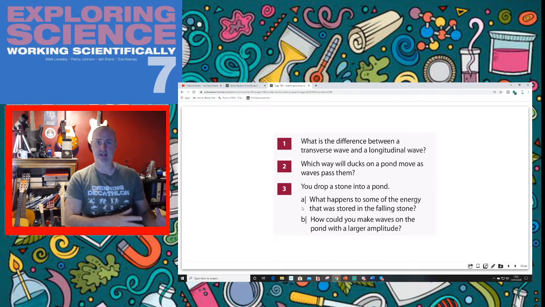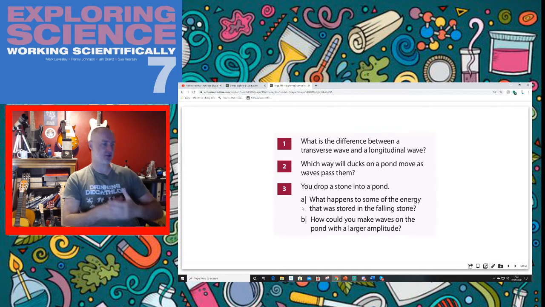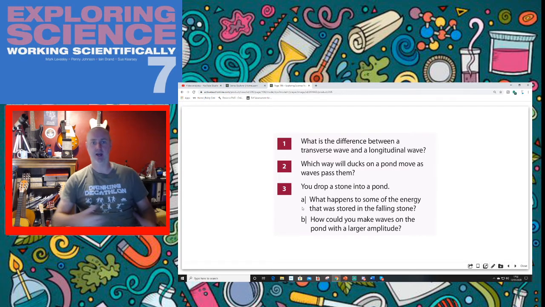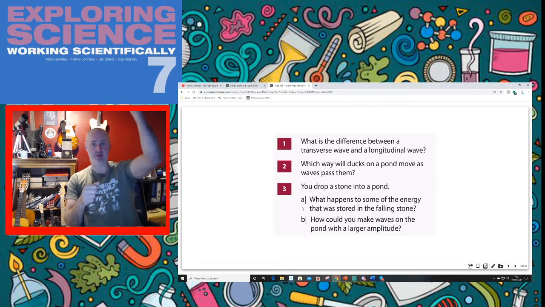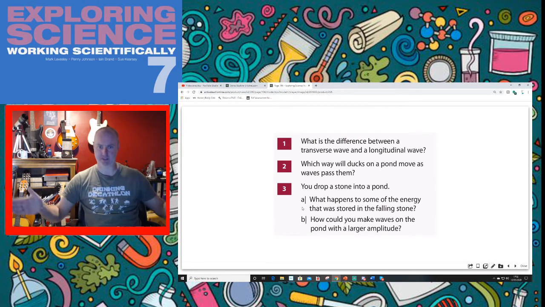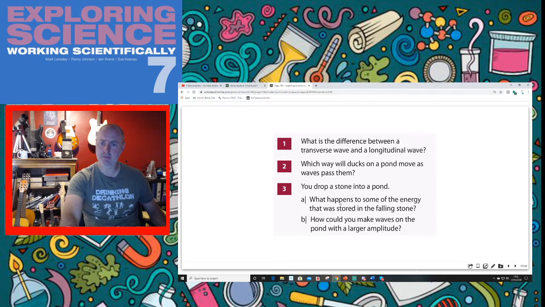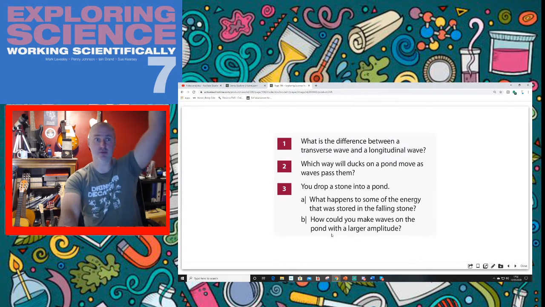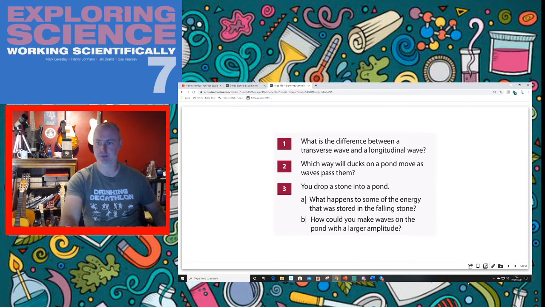It transfers energy. So light is a wave, transferring light energy. Sound is a wave, transferring sound energy. When water moves, it's transferring kinetic energy. So there's kinetic energy in the stone, it hits the water, and that kinetic energy is passed to the water and spreads out. How could I make the waves on the pond with a larger amplitude? Well, I'd need to use a bigger, heavier stone. I'd need to input more energy. Maybe even drop the stone from a little bit higher would possibly do as well.